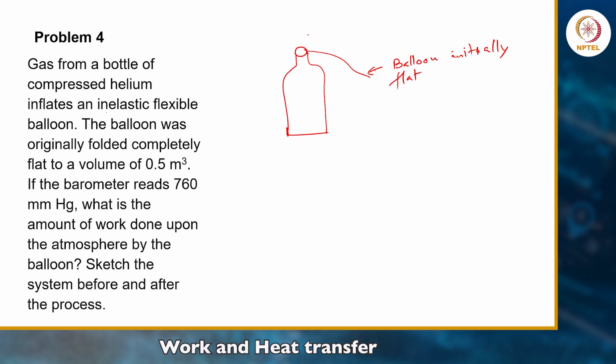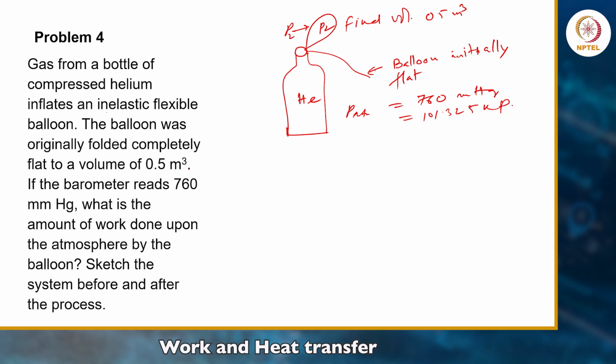After blowing it, the pressure will be P2, and the final volume is 0.5 meter cube. Helium gas is here, and the atmospheric pressure is 760 millimeter Hg, which is almost 101.325 kPa. So the initial pressure is P1, and the final pressure is P2.